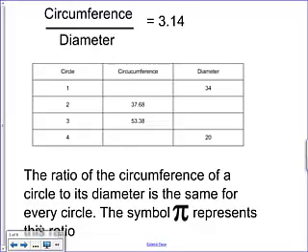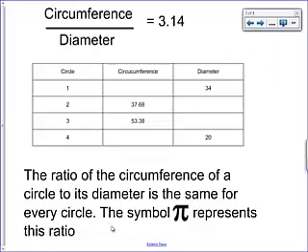We've got it. So what I want you to do to start out with is try to figure out, if you have the diameter, what is the circumference? And if you have the circumference, what is the diameter? Shouldn't be that difficult, right? It's pretty clear from the very beginning. And remember that the ratio of the circumference of a circle to its diameter is the same for every circle. So the symbol pi represents this ratio.